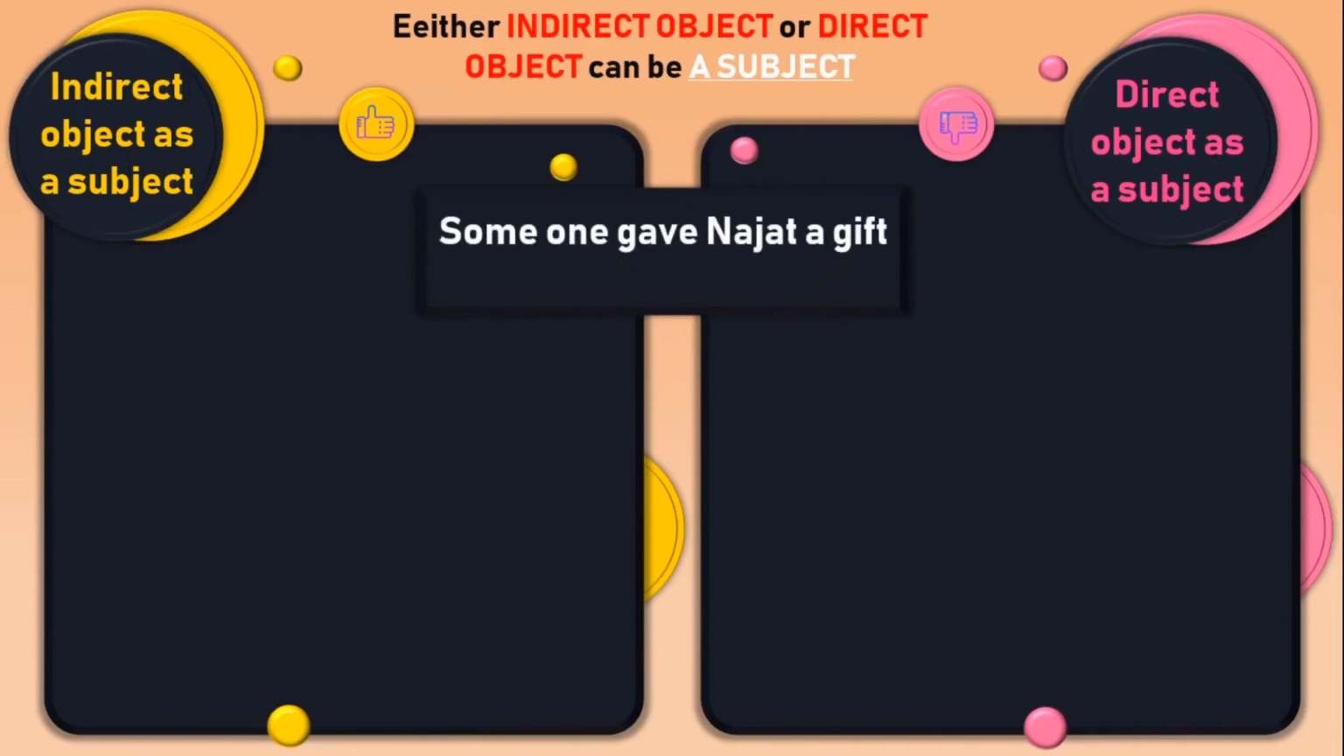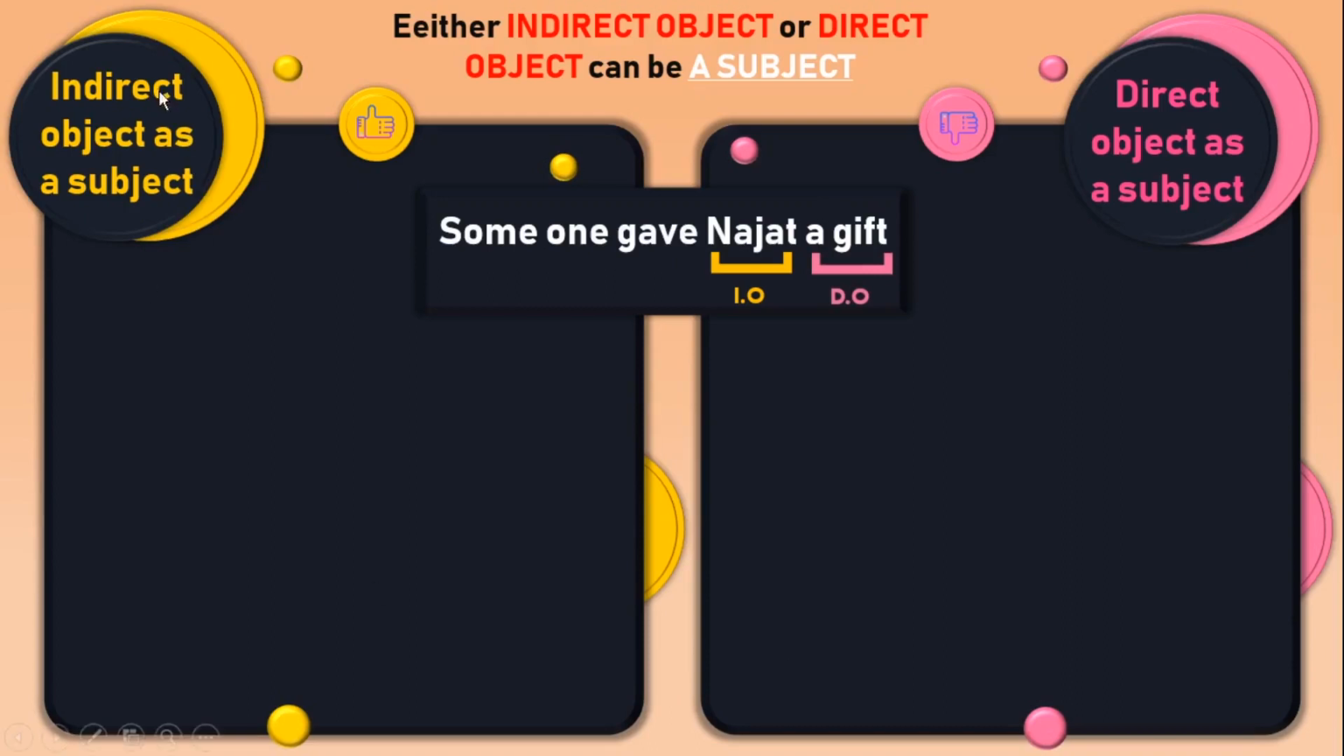Someone gave Najat a gift. So the first thing, again, you underline the indirect object and the direct object. Just focus and you will see that it's very easy. Alright, so the indirect object is Najat and the direct object is a gift.